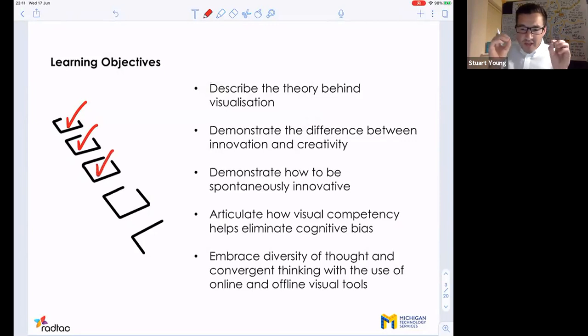And then the key bit for this talk really is around articulating how visual competency can in some respects eliminate cognitive bias, and then embracing both diversity of thought and convergence through visual thinking. So this is the bit at the end where I'd like most contribution and collaboration. It's really around how can we use visualization to embrace group diversity at the same time as coaches, facilitators, leaders, we can bring people together and converge with an outcome. So that's the flow of the session. So hopefully that works for you guys.